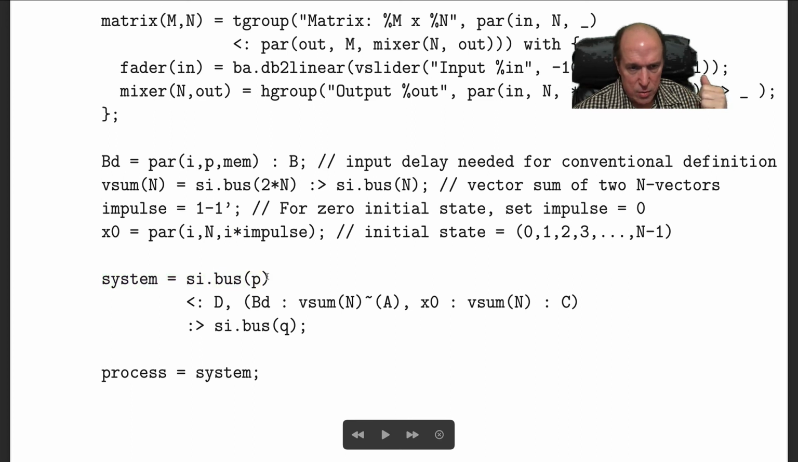And then here's our system. Whenever I'm writing Faust, I always like to fix the number of inputs and fix the number of outputs. So I start with a bus of size P because I want P inputs and nothing else. And for the outputs, I want Q outputs. And so then we'll fan out to the D matrix, which is going to go up and over directly to the output. And then this is what I would say is the real heart of the state space system, where we come in through the delayed B matrix and go into a vector summer with the state, and then that feeds back around through the A matrix, the state transition matrix. And then on this other parallel branch, we have our initial conditions going into a vector sum with the C matrix multiplication, and then all that fans down to the Q outputs. And so process equals system. So let's take a look at the diagram for that.